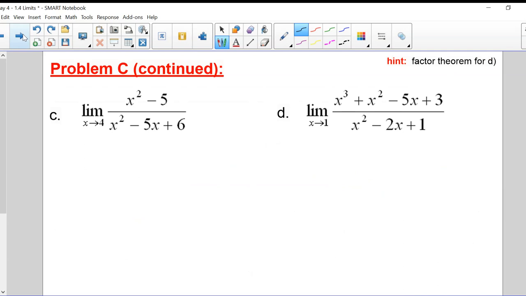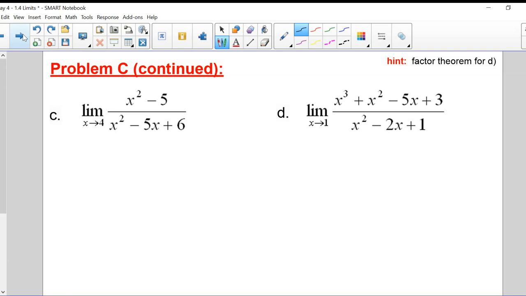Let's look at C, continued. x squared minus 5 over x squared minus 5x plus 6. Does the same idea hold? That is the question. What do I do in a case like this? Is putting in the 4 going to cause us a problem? That's the question I have for you. Does putting in the 4 cause a problem? What do you think?